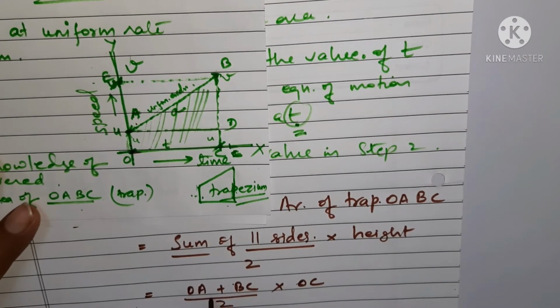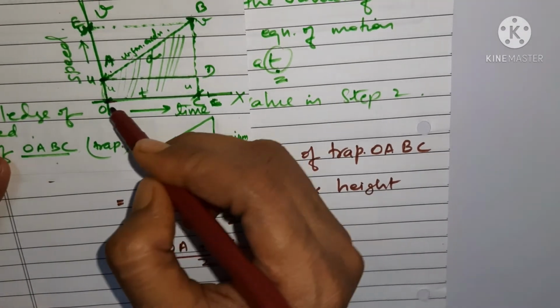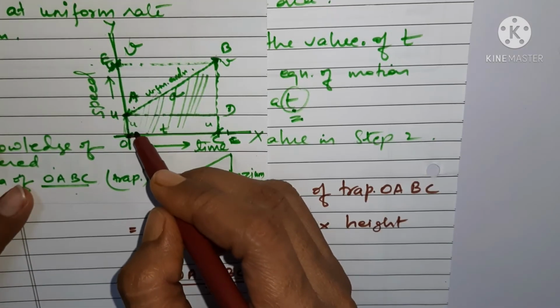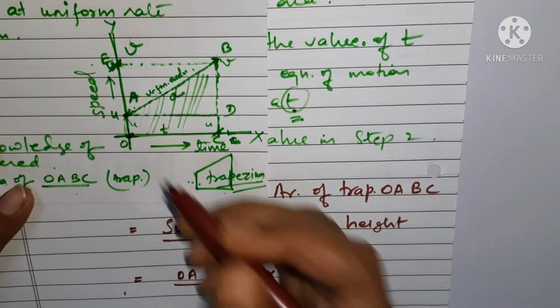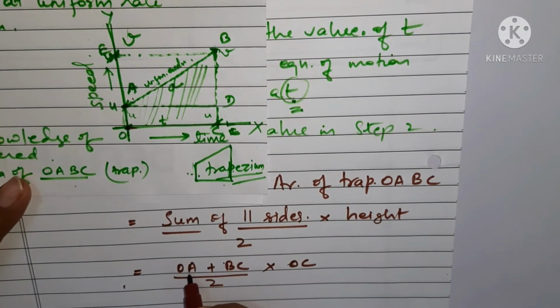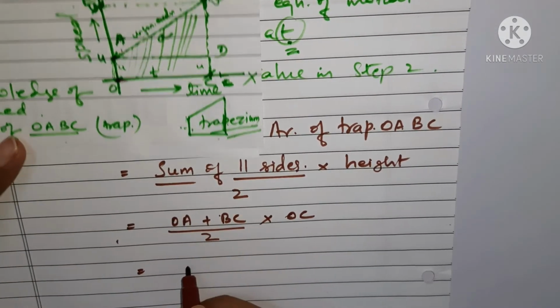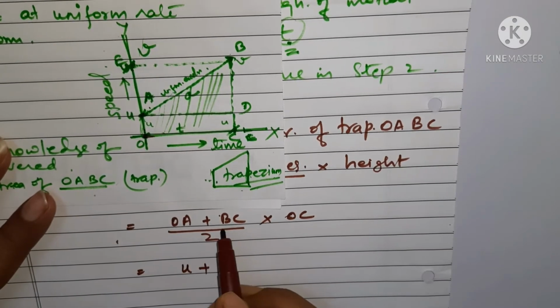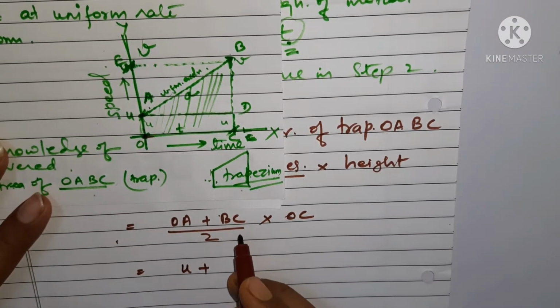Now let us put the values. OA is what? From here to here, it is small u, isn't it? It is the initial velocity. So instead of OA, what are we going to put here? U. So u plus, what is BC here?